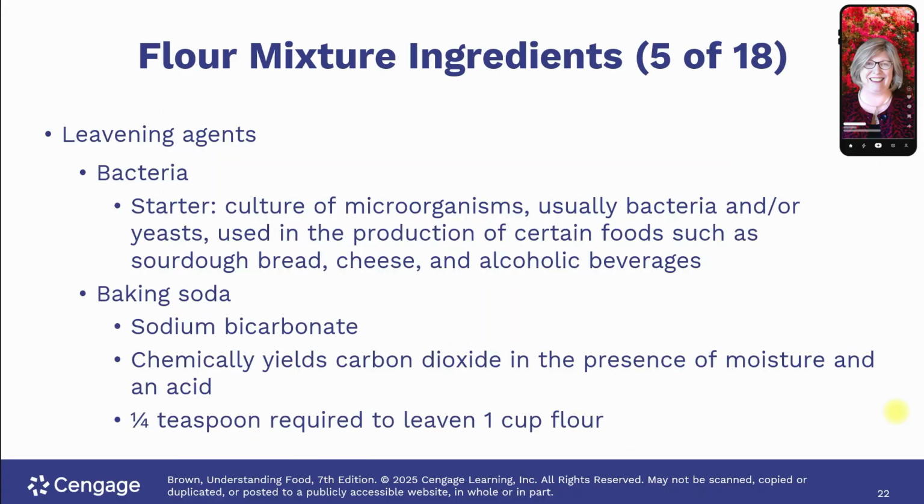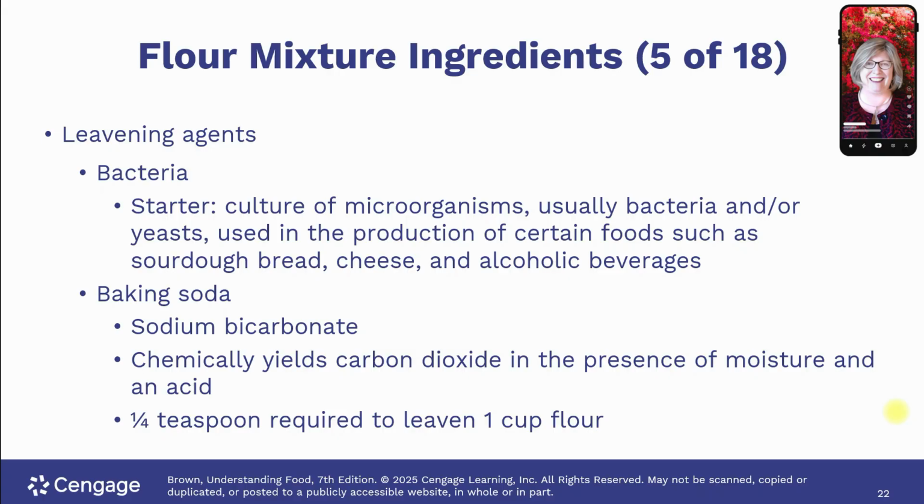You can see. Another way of using leavening agents would be a bacteria, which would be a starter culture of microorganisms. This is usually bacteria and or yeast used in the production of certain foods, such as sourdough bread, cheese, and alcoholic beverages. Or baking soda, which is sodium bicarbonate, yields carbon dioxide in the presence of moisture and an acid. So if you're going to use baking soda as a leavening, there has to be some type of acid or acidic ingredient. Often that is vinegar, or it could be lemon juice.